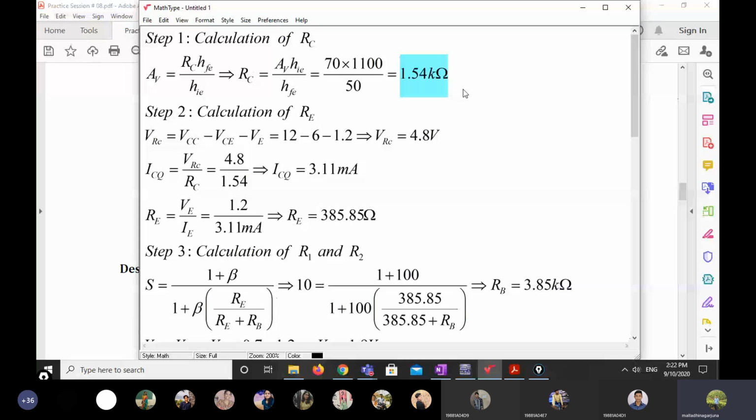So for this 1.54K, a 1.5 kilo ohm resistor will be available, or 2.2. In both, you can take any one of it. 1.54K is not available in the market, so in the place of 1.54, you can take 1.5K or 2.2K. Both you can take, no issue.